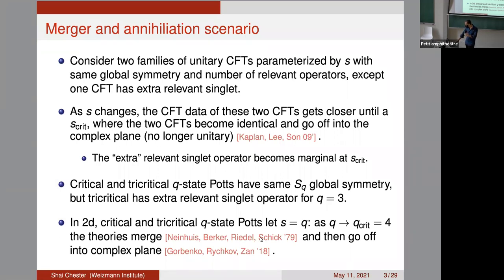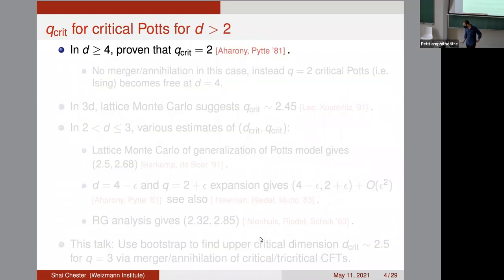That's where we're letting S be Q. But there's another possibility where we can let S be the spacetime dimension D, where we fix Q to equal 3. And then we see if the critical and tricritical theories merge as D varies. So let's talk about the critical value of Q as a function of D, in D bigger than Q. There's a result going back many decades, which I will briefly review.